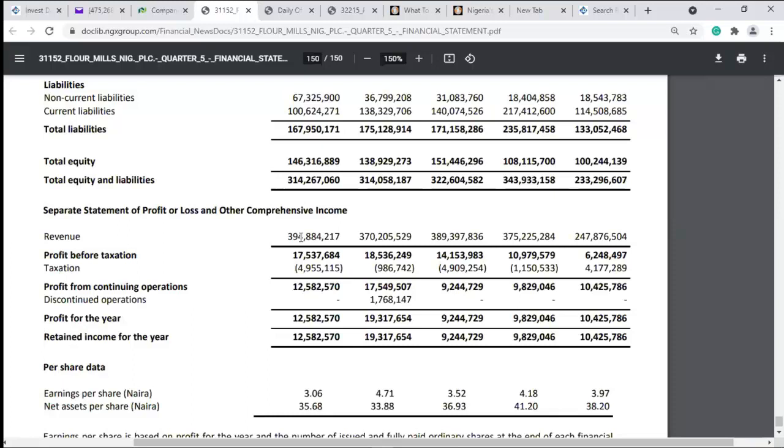For me, I see potential in Flour Mills. That means if you are not there, start taking your position now, because if you look at the book value of Flour Mills, it's around 38, 35, depending. For the full year, but as at the third quarter release, it's around 38, 39 book value for the company, and the price is around 28 naira. I mean, you already have a margin of safety on that. For me, I see that investors should take a position in that kind of stock and wait. If you are not there, look at Flour Mills.